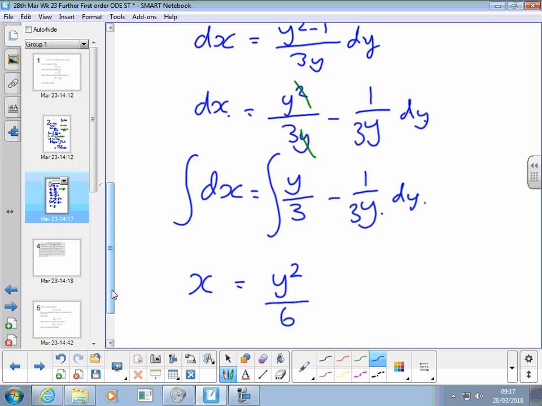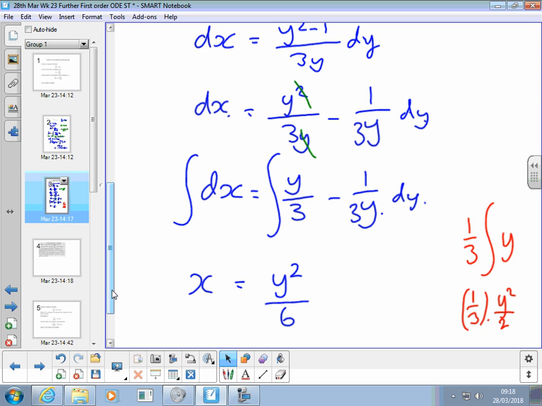I prefer to look at it as taking a third outside and then integrating y on its own. You'll still end up doing a third of the integral of y on its own. So you'll go a third times y squared over 2. Do you see where it comes from? Yeah? Alright, so that's that bit integrated.